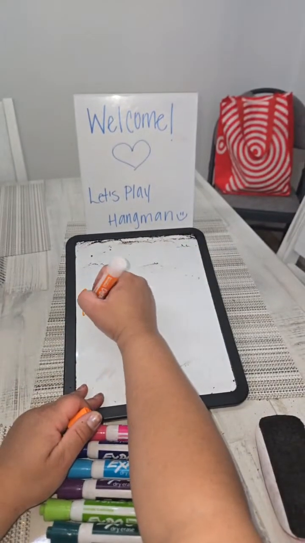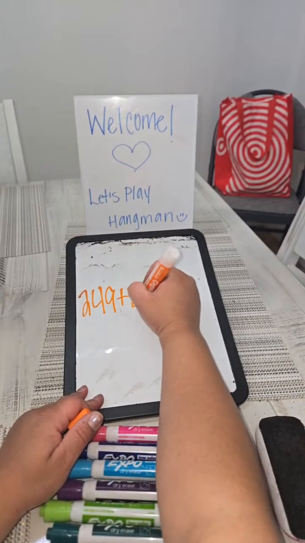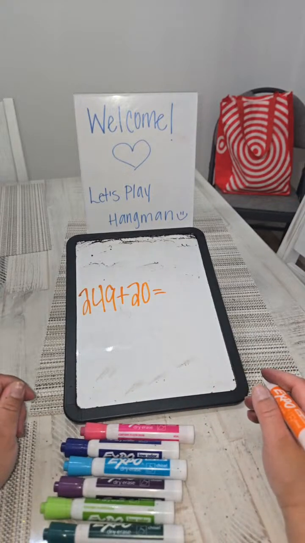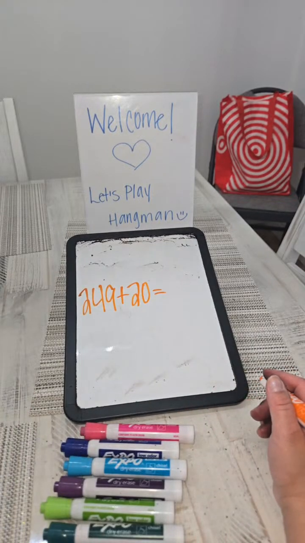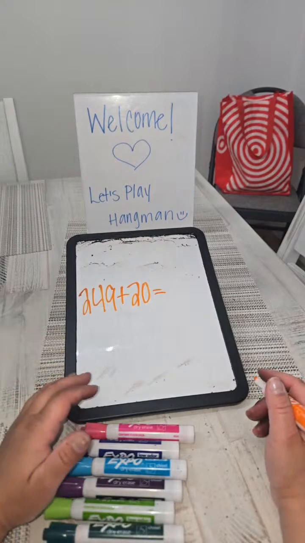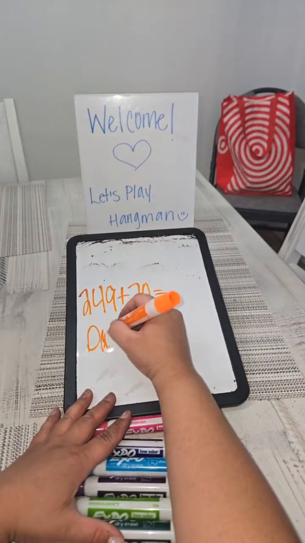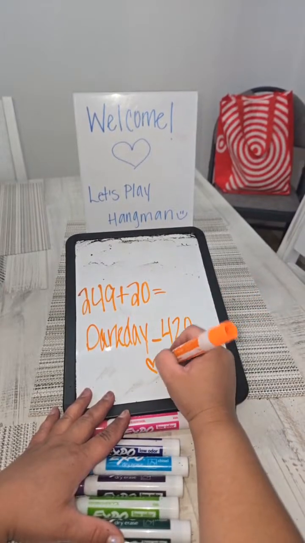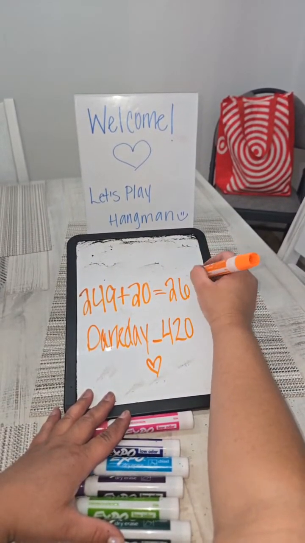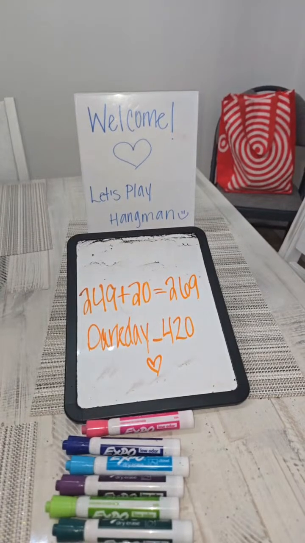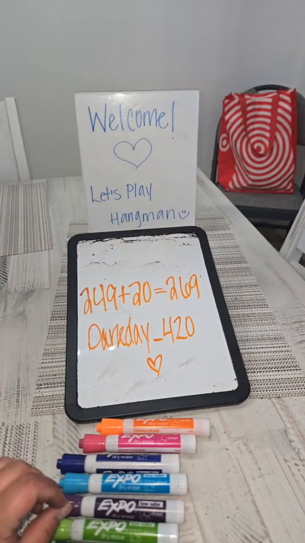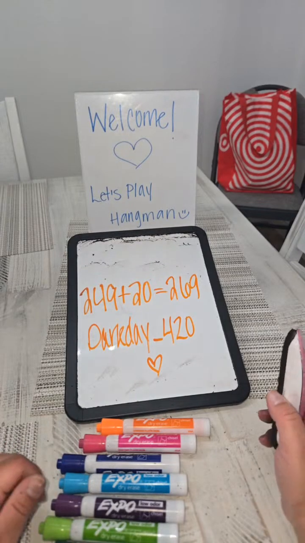All right, moving on to the next one. What is 249 plus 20? 249 plus 20. And dark day 420 came through with 269. Good job. Good job. All right. Moving on to the next one.